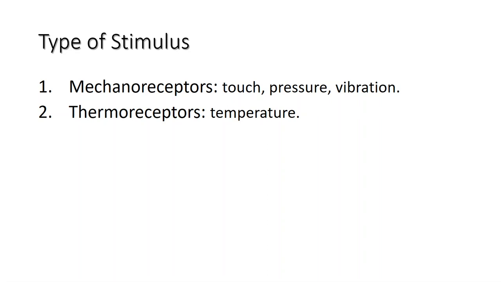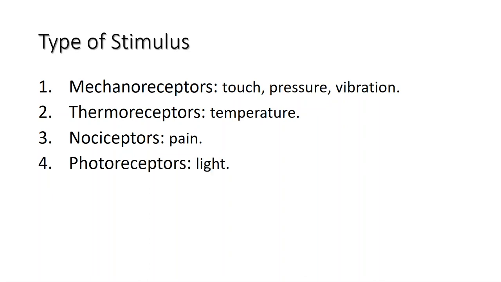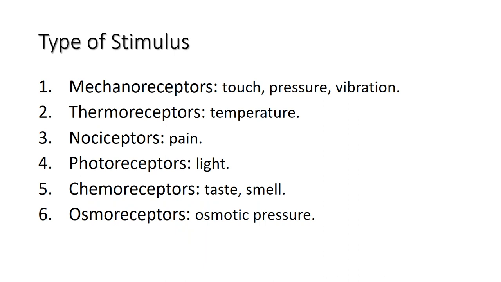Thermoceptors detect changes in the temperature. Nociceptors respond to painful stimuli resulting from physical or chemical damage to the tissues. Photoreceptors detect light that strikes the retina of the eye. Chemoreceptors detect chemicals in the mouth, nose, and body fluids. Osmoreceptors detect the osmotic pressure of the body fluids.